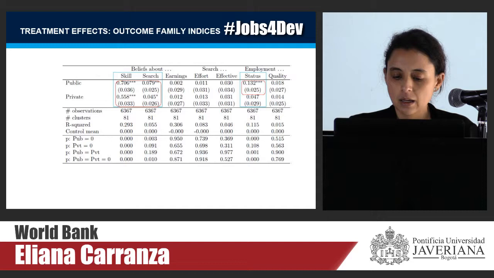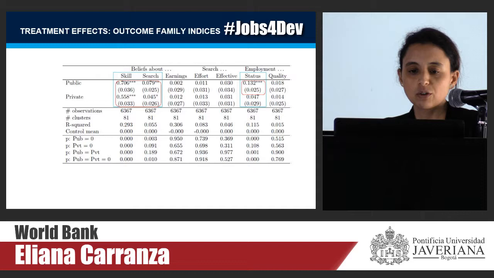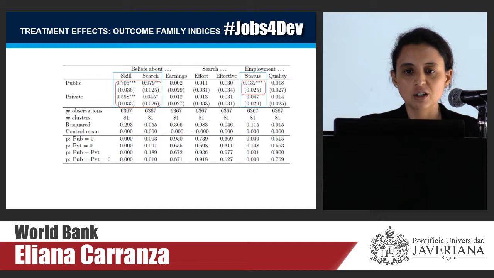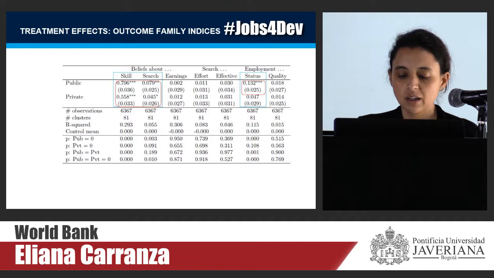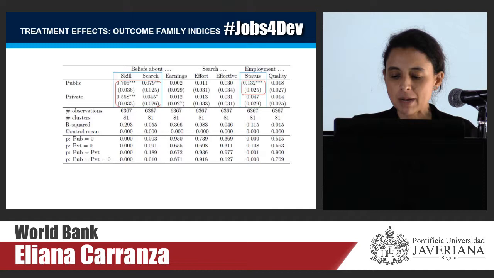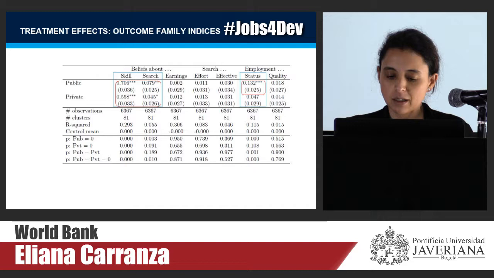Also interesting in this table is that none of the groups is exhibiting any effects on search effort or effectiveness. And in order to tell a little bit more of what is happening here, we are going to exploit the random variation in the date of the follow-up survey. And we will find that the public group did increase search effort, but that the effects were decreasing over time as the work seekers were finding a job.